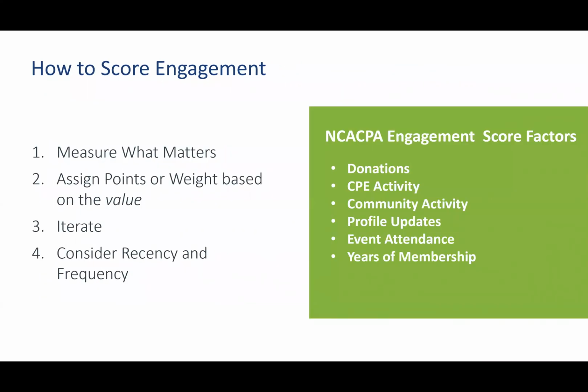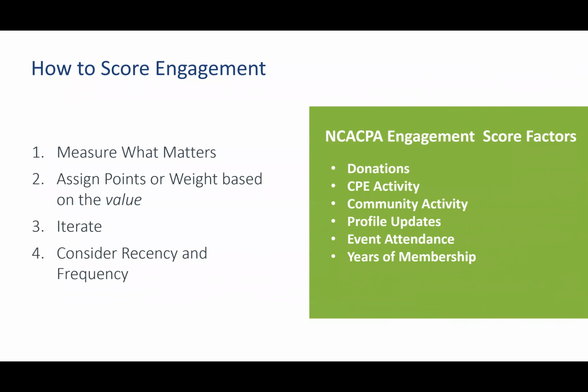So this is how they went through their engagement scoring, which I think everybody kind of gets stuck on. My advice is start with something and pay attention to it, pay attention to the data, and iterate from there. So, four key tips: measure what matters, assign points or weight based on value, iterate. So like I said, start with something, pay attention to it, measure it, and then iterate from there. And consider recency and frequency. So these were the scoring factors that played into their model.